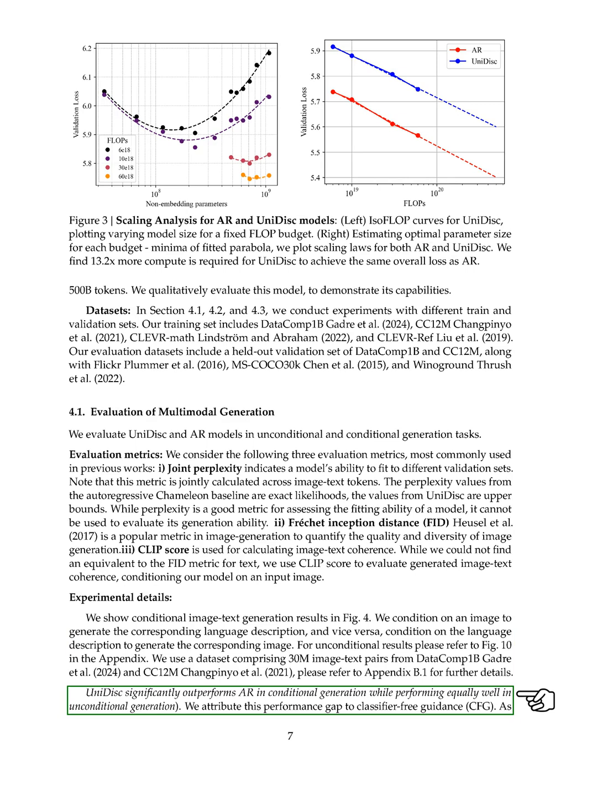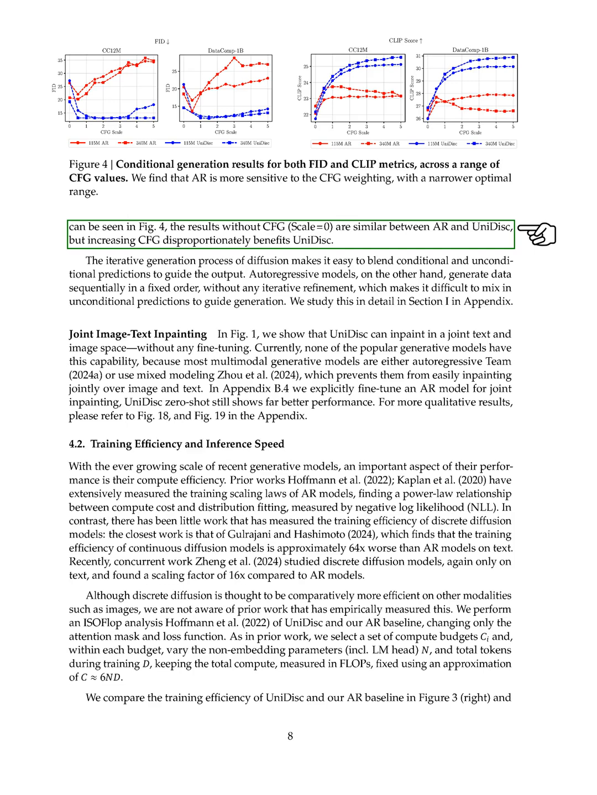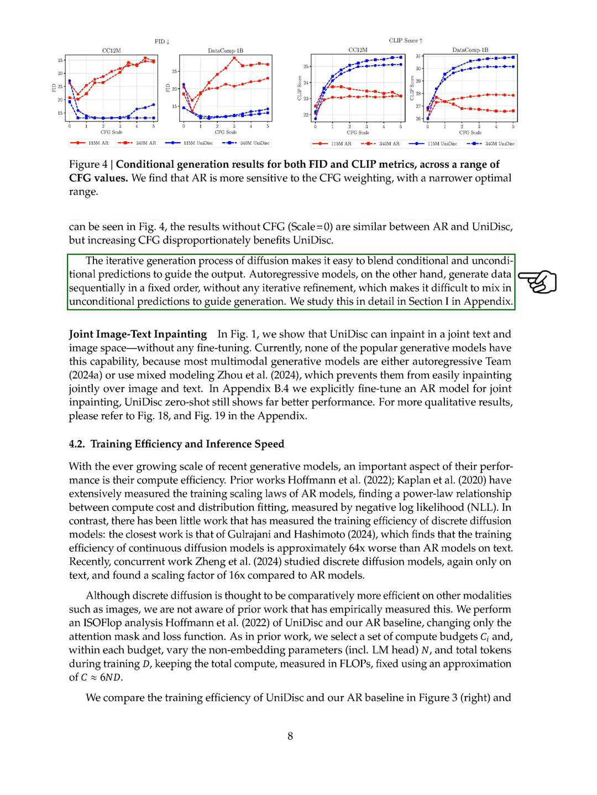Our findings show that UniDisc significantly outperforms AR in conditional generation while performing comparably in unconditional generation. We attribute this performance gap to classifier-free guidance. Without CFG, the results for both models are similar, but increasing CFG benefits UniDisc more. The iterative generation process of diffusion allows for blending conditional and unconditional predictions, while AR models generate data sequentially, making it harder to mix in unconditional predictions.